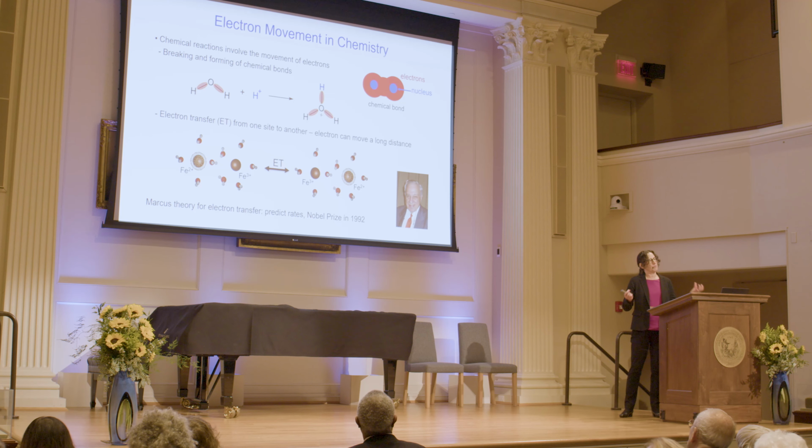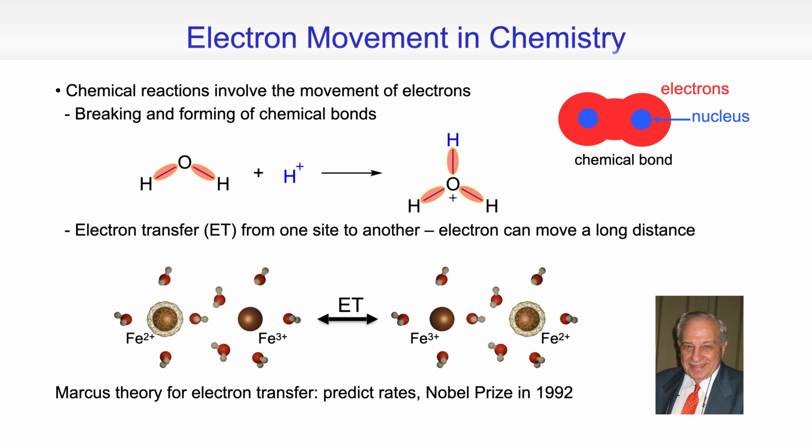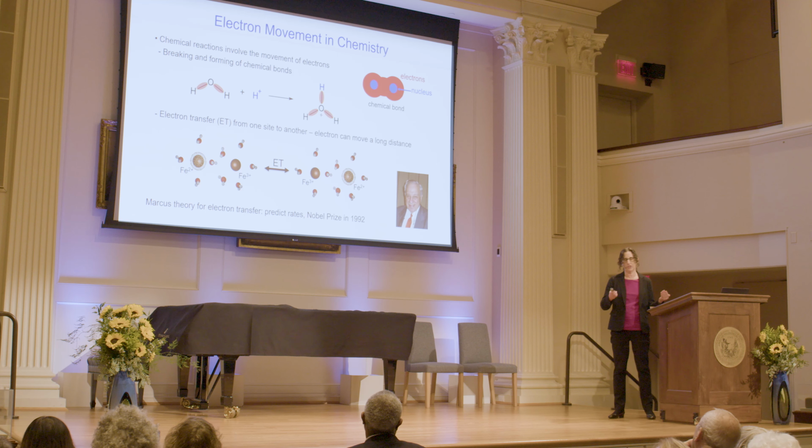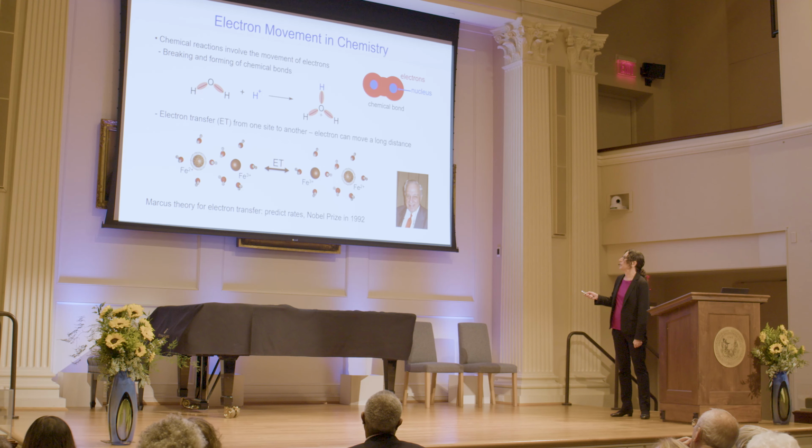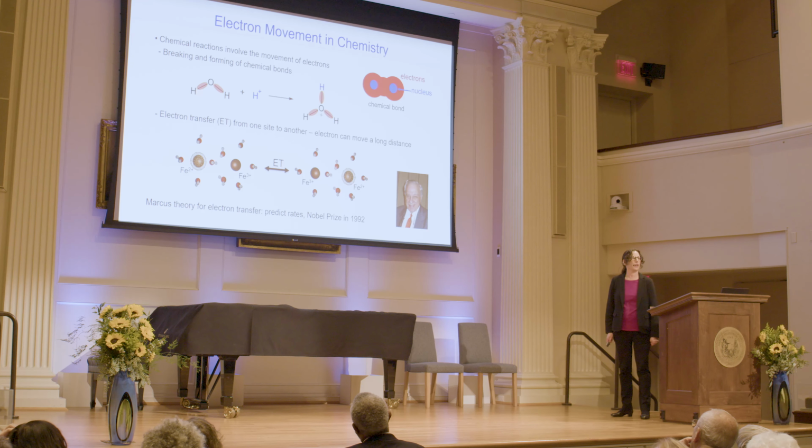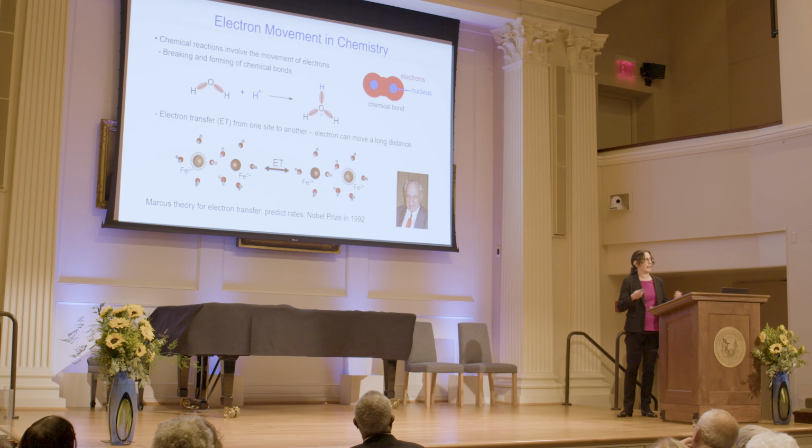Now, when two atoms get together, they can form a chemical bond, and then the electrons rearrange so that they can get more electron density here in the middle between the two nuclei. And chemical reactions involve the movement of electrons because they involve the breaking and the formation of bonds. And here's a very simple chemical reaction. You just start out with a water molecule, H2O, and you have two bonds between the two OHs. And you add a proton and you form another OH bond. And so clearly the electrons had to rearrange themselves to form that new chemical bond.